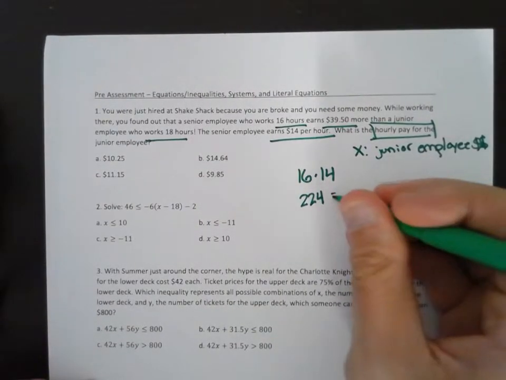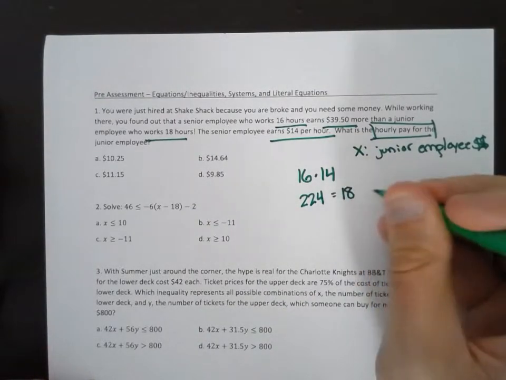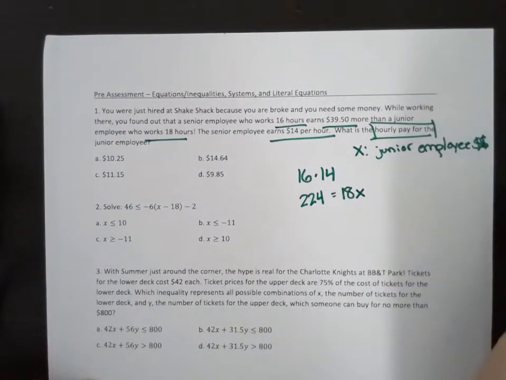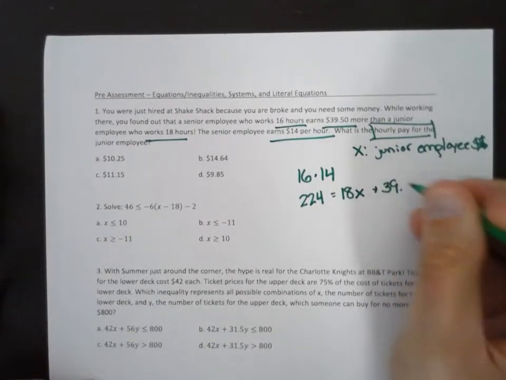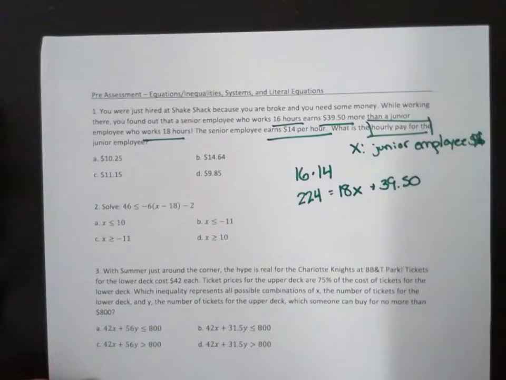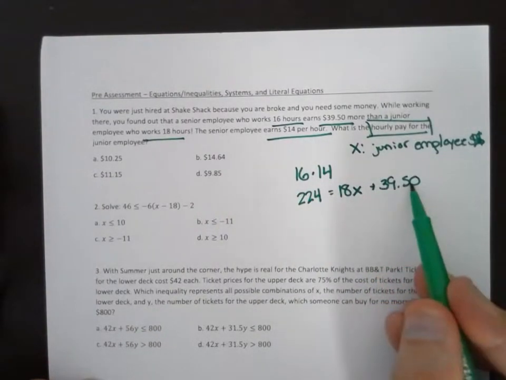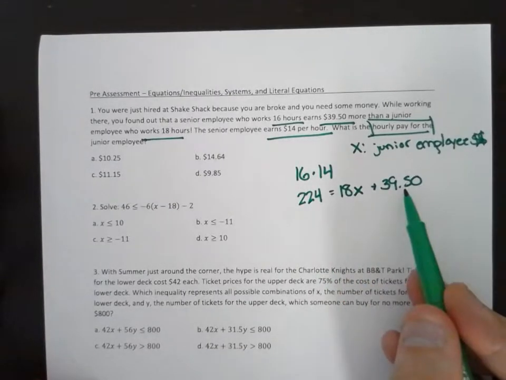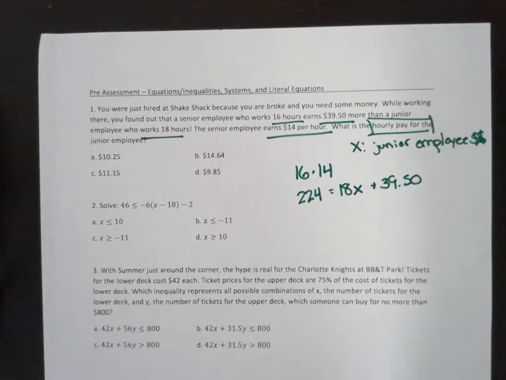Then you know that the junior employee has to work 18 hours. We have no idea how much he gets paid, but we also know that if we add $39.50 onto it, then we get to the senior employee. Again, if we take his hourly wage and we add $39.50, that's how much a senior employee takes. So again, you don't have to set up an equation here, guys. A lot of you said you did it arithmetically, and that's awesome.